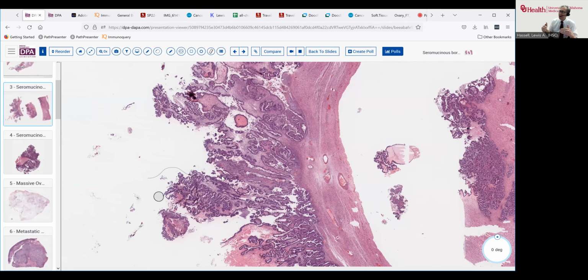I will generally report how many foci of microinvasion are present and the size of the largest one. Okay, so it's the greatest dimension of the invasive foci, yes. Foci then? Yes, that's correct. Okay, I think, thank you, yes.